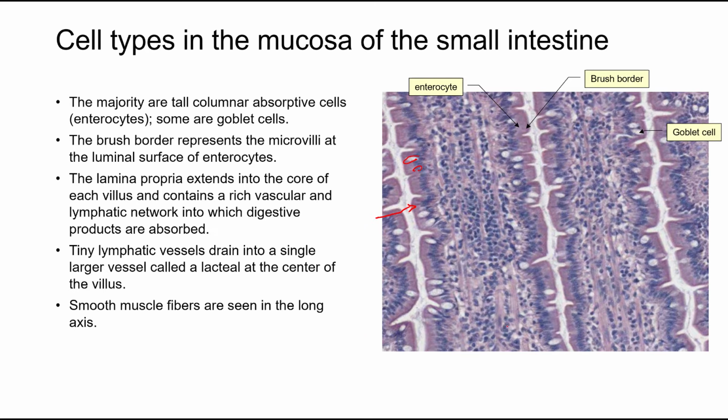In the center, the lamina propria extends, and you can see that there are a lot of lymphocytes in the lamina propria. There are blood vessels as well, capillaries, venules, and lymphatic vessels, and also you can see smooth muscle fibers. These are from the muscularis mucosae, extending along the long axis of the villus.